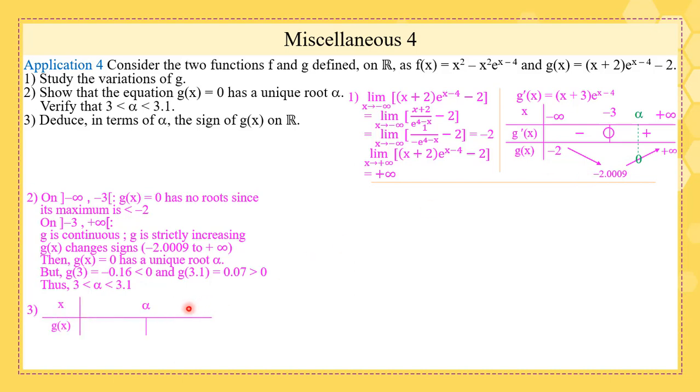We just put a small table here. X varies from negative infinity to positive infinity, and we put the value where the function g of x vanishes, which is alpha. So from negative infinity to alpha, g of x is negative, and from alpha to plus infinity, g of x is positive. Now why? Remember to put the reason. It's negative because its maximum here is less than 0, and it's positive because its minimum is greater than 0. And don't also forget to put this 0.